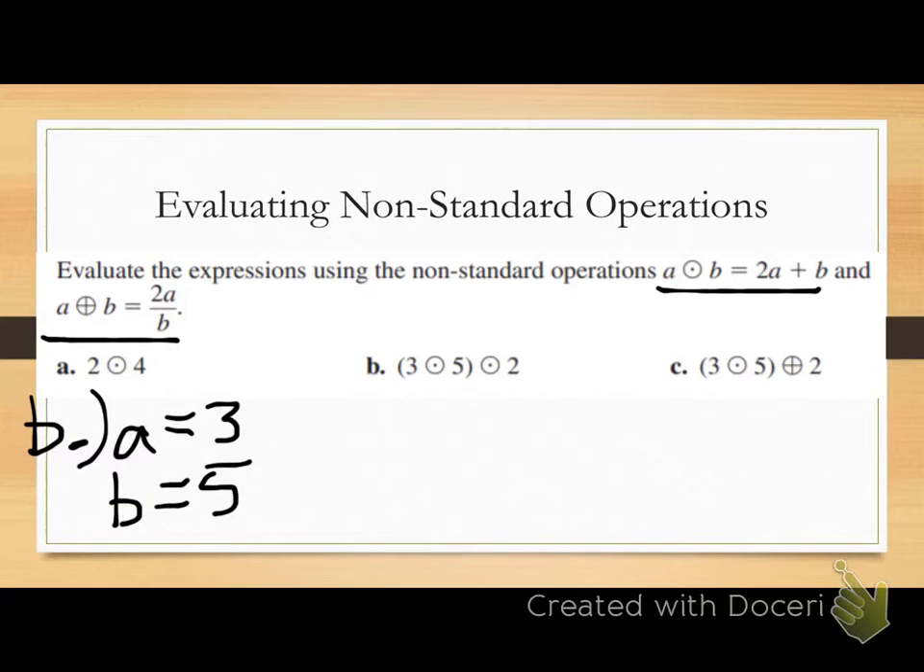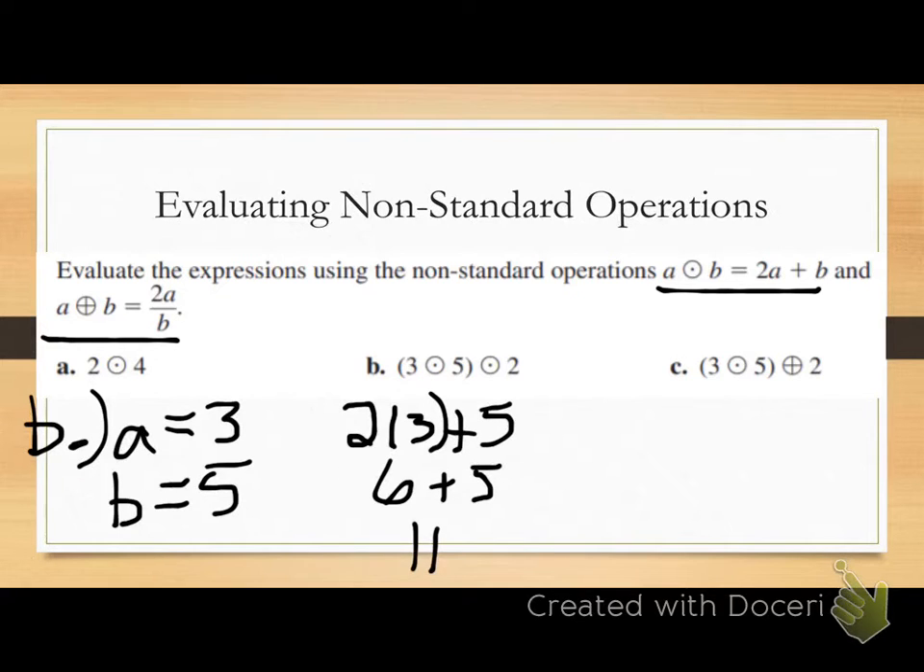Am I moving too fast for anyone? Okay. Am I plugging into my first operation or my second one? First, because it's got a circle dot, right? Yes. So we said A was 3. We said B was 5. Now we're using our order of operations. What's 2 times 3? 6. 6 plus 5. 11. Yeah, 11.